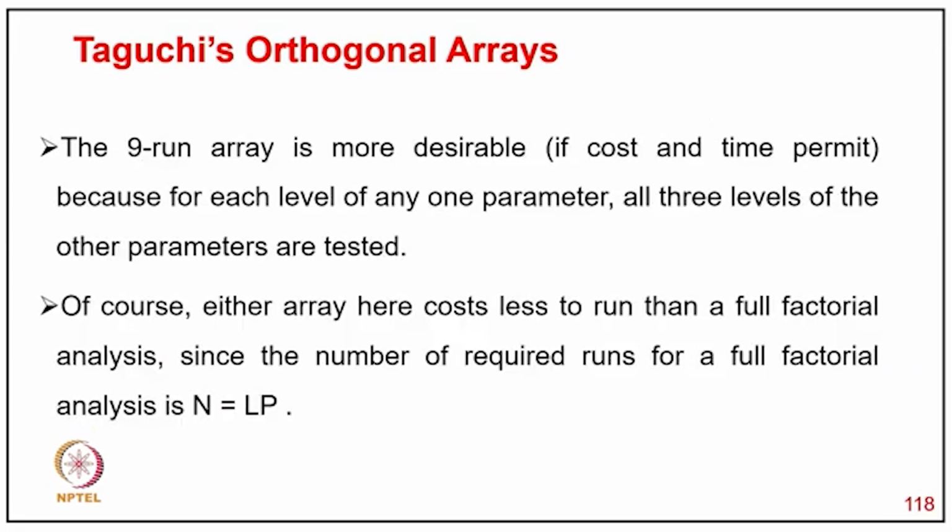The 9 run array is more desirable if cost and time permit, because each level of any one parameter and all 3 levels of the other parameters are tested. Of course, either array costs less to run than the full factorial analysis, since the number of required runs for a full factorial analysis is n equal to L to the power p.